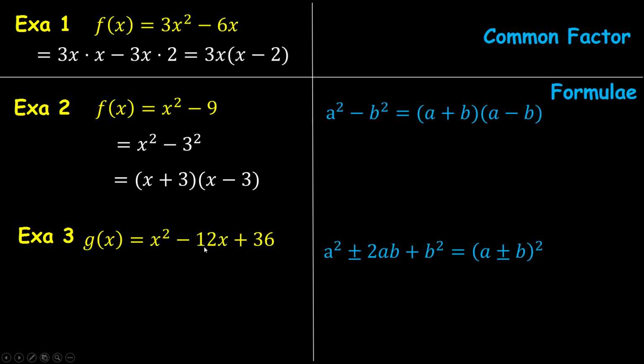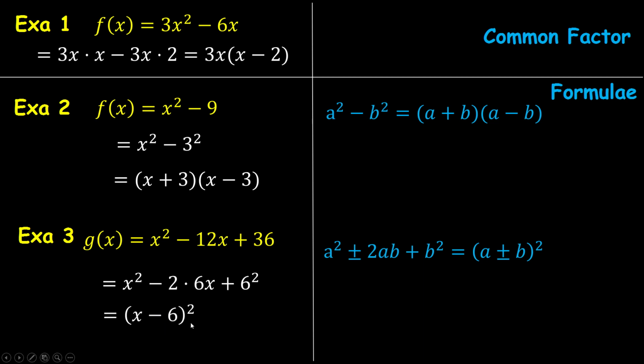Well, 12 is 2 times 6. So you write 2 times 6 times x. So this is our 2, and a is x, and b is 6. And then b squared, so you need a 6 squared, and 6 squared happens to be equal to 36. So this is a complete square format. Therefore, by the formula, it is equal to a minus b squared, which is x minus 6 squared.